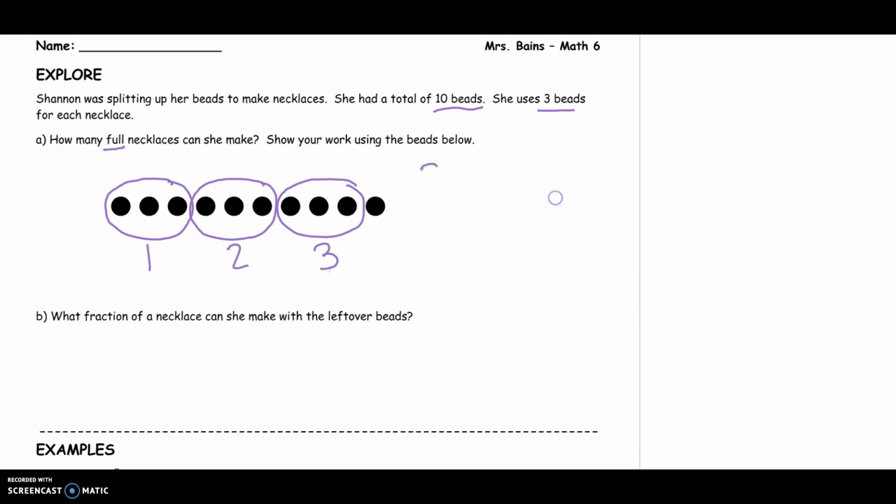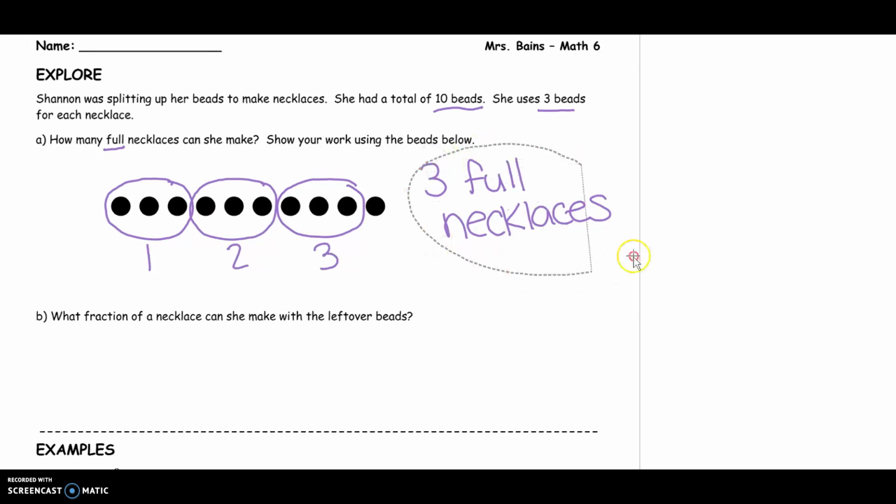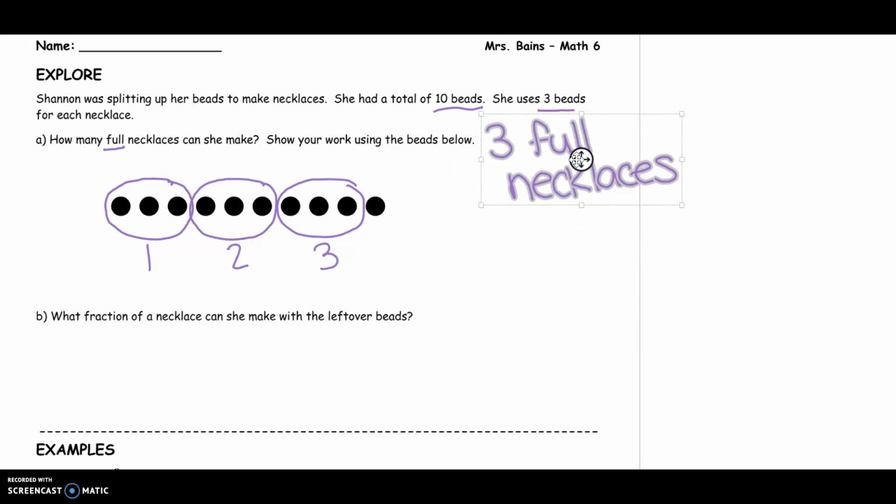So Shannon can make 3 full necklaces because she has 3 groups of 3. Okay, but the next question says what fraction of a necklace can she make with the leftover beads? So obviously, since she only has 1 bead left over, she can't make a full necklace.